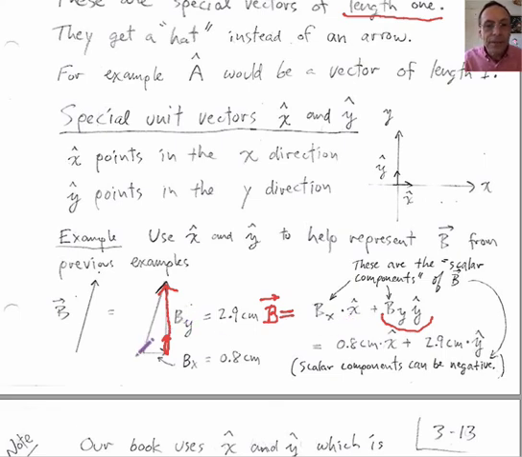And so now you've got these two components. You've got the horizontal part, you've got the vertical part. You add them together, and you've got it. You've done it. You've got the b vector back.